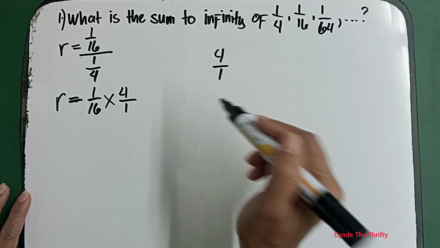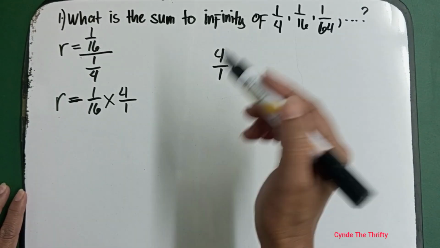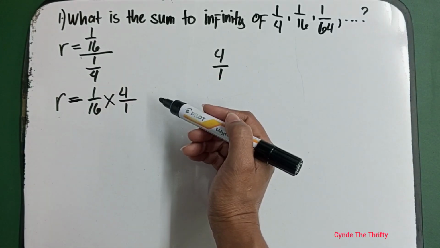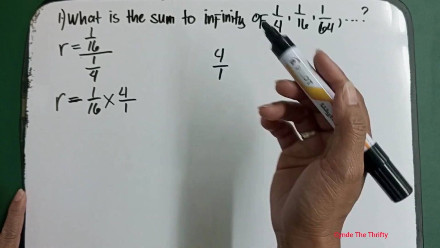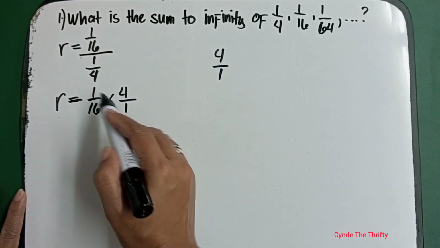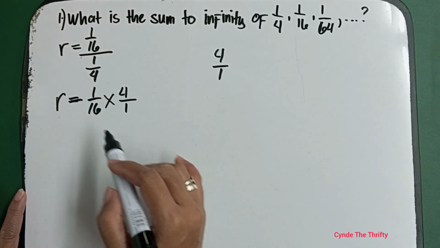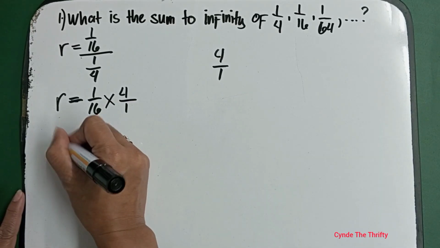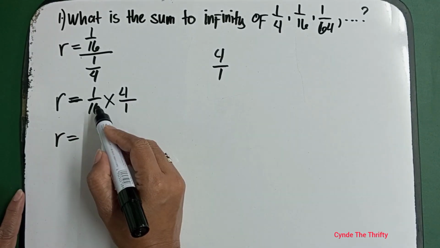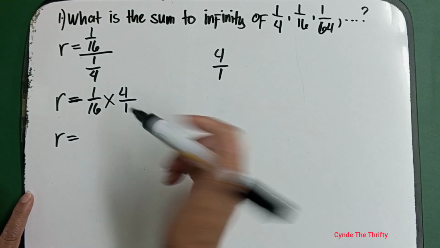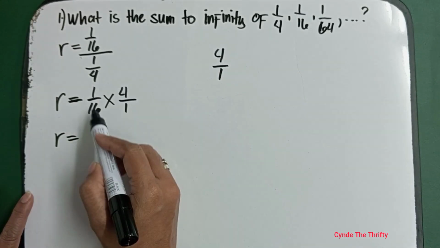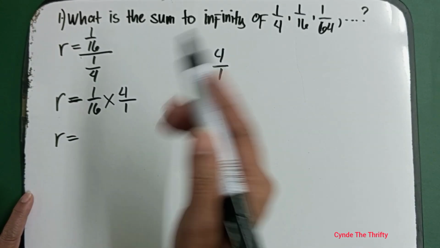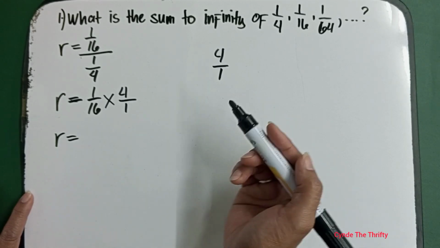Tatandaan nyo na yun ang rule. Ganun talaga ang gagawin mo kapag division of fraction. Kasi sa fraction, actually wala talaga tayong division, kasi gagawin natin siyang multiplication. Okay? So kukunin mo lang ang kanyang reciprocal. So proceed tayo. So common ratio is equal to, kapag multiplication of fraction, i-multiply ang numerator, i-multiply ang denominator, then reduce into lowest term, meron ka ng sagot.